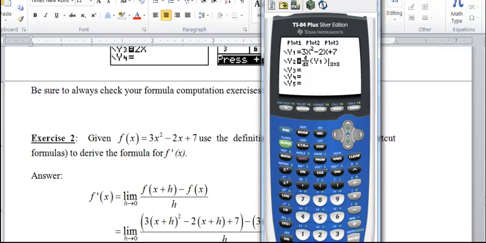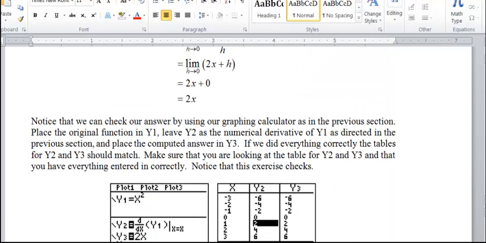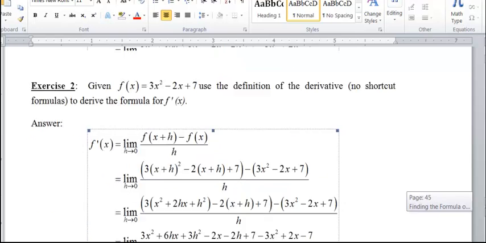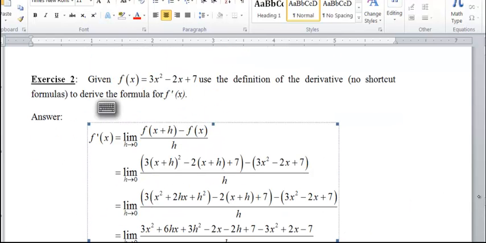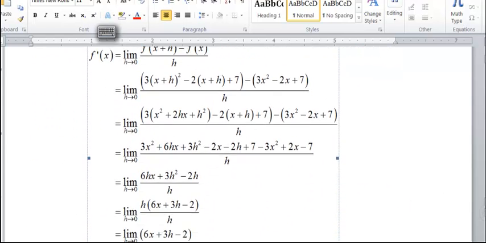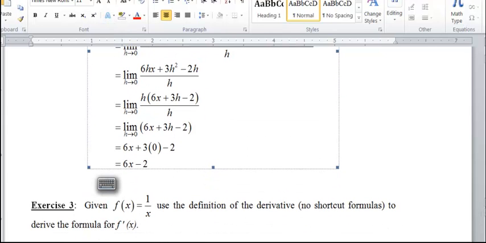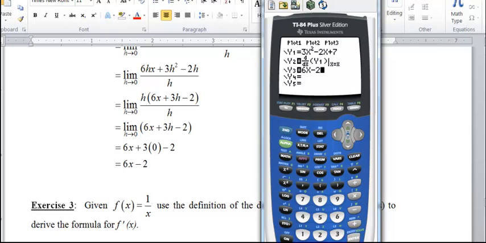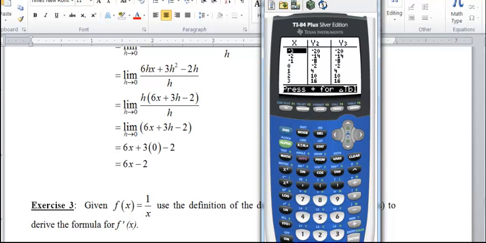And the answer was 6x minus 2. Is that what we came up with? Yep, 6x minus 2, see it out there? And if we did that right, here we go. Look at the tables. Yep, they match up. So they check.